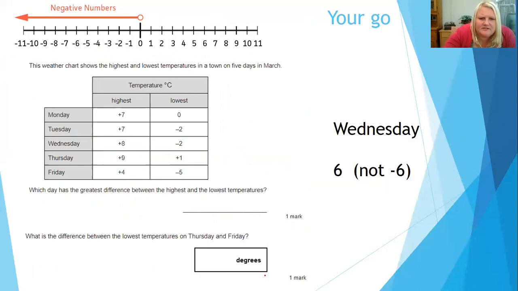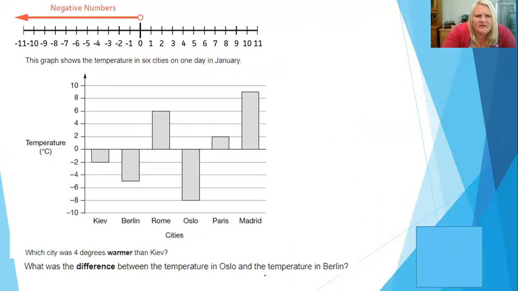Okay, let's go through the answers. Which day has the greatest difference between the highest and lowest temperatures? It's Wednesday. And what is the difference between the lowest temperature on Thursday and Friday? The lowest temperature on Thursday was 1, and on Friday was -5. So that was a difference of 6 degrees, not -6 like we talked about. Well done if you got that right.